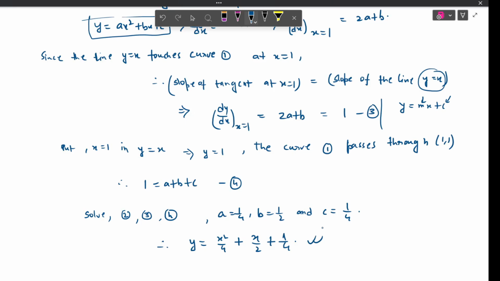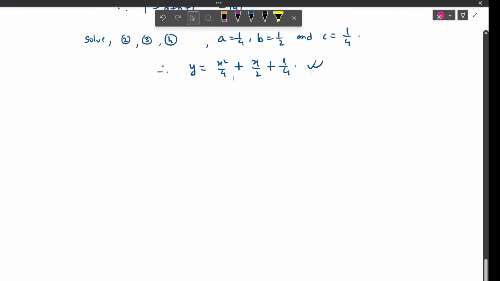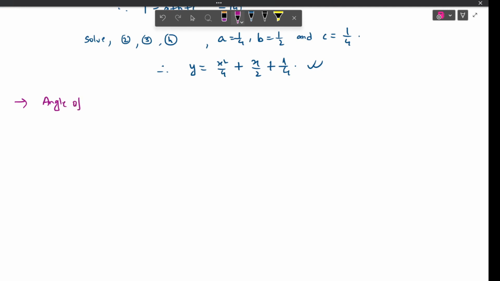Now let's move forward to our next portion, which is angle of intersection of two curves.